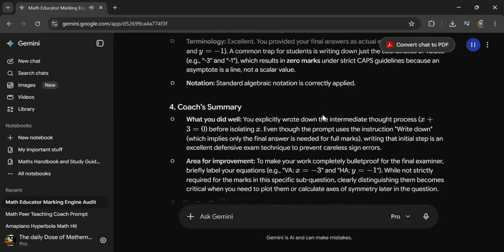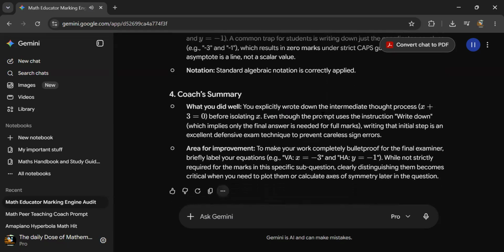You explicitly wrote down the intermediate thought process, x plus 3 equals 0, before isolating x. Even though the prompt uses the instruction "write down," which implies only the final answer is needed for full marks, writing that initial step is an excellent defensive exam technique to prevent careless sign errors.